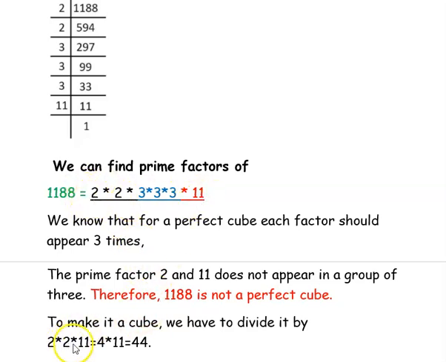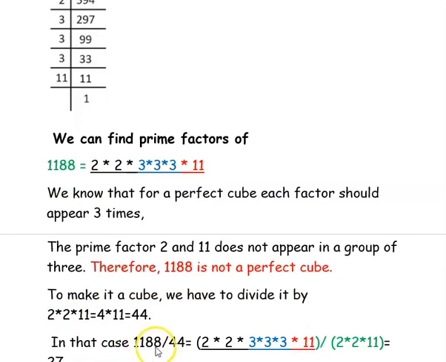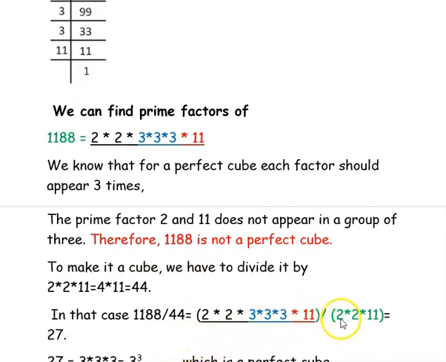So 2 into 2 is 4. 4 into 11 is 44. So we have to divide 1,188 by 44. If you divide by this 2 into 2 into 11, this and this will get cancelled. So you will get only 3 into 3 into 3.